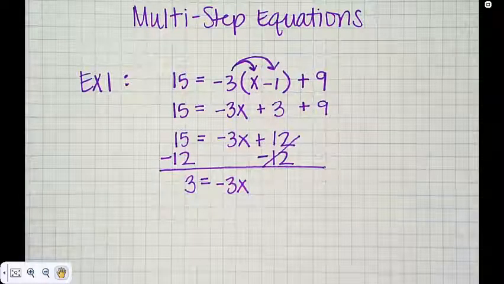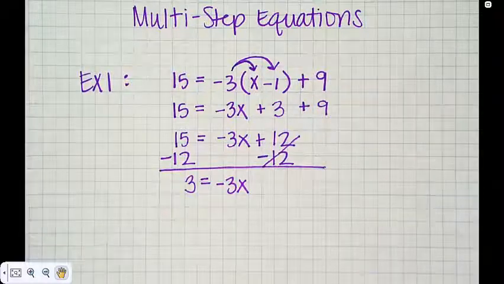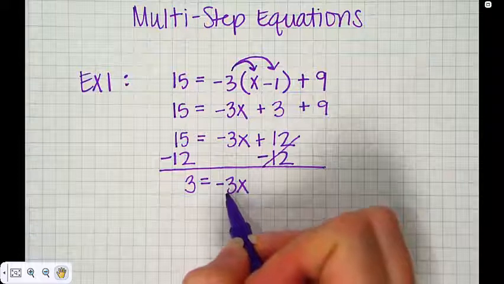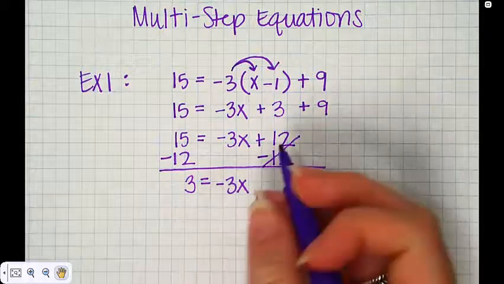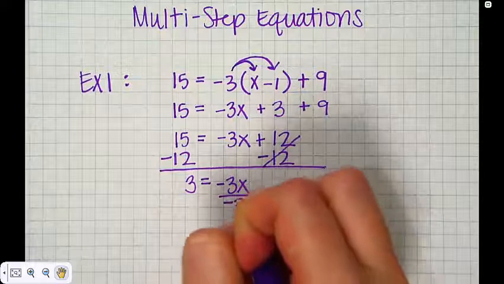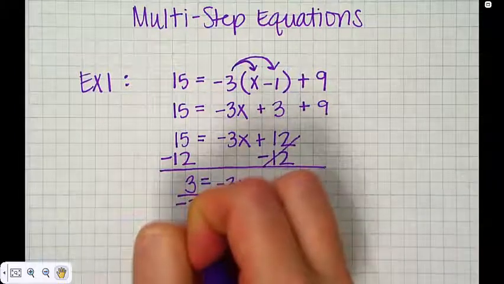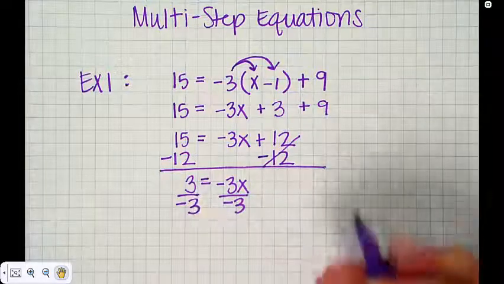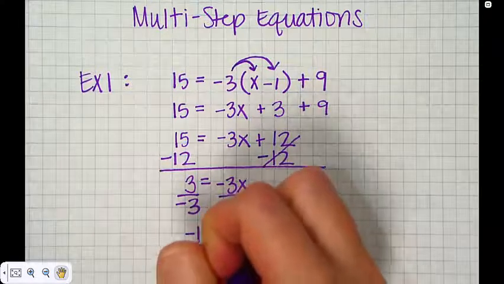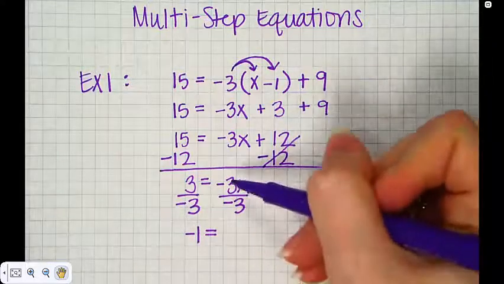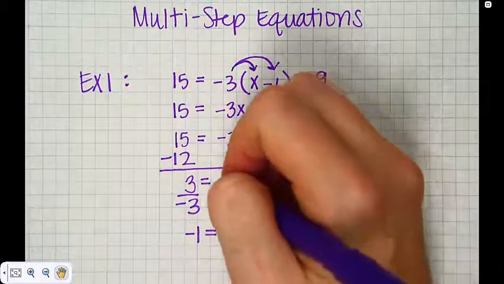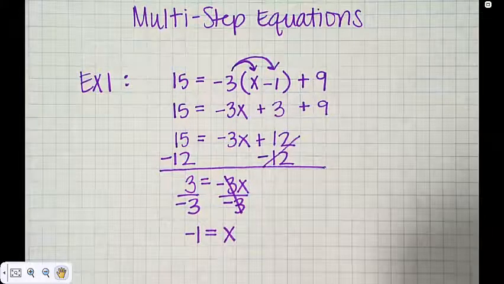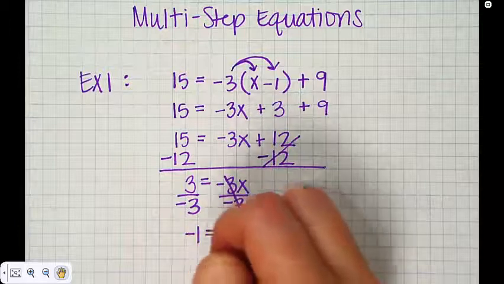Now we're going to look to see, does our variable have a coefficient other than 1? So here's our variable. Is our coefficient something other than 1? And yes, it is. It's negative 3. So we're going to divide both sides by negative 3. And when we do that, 3 divided by negative 3 gives us negative 1. Bring down the equal sign, and then our negative 3 divided by negative 3 are going to cancel out. That gives us a 1, so we just have x. So our final answer is that x equals negative 1.